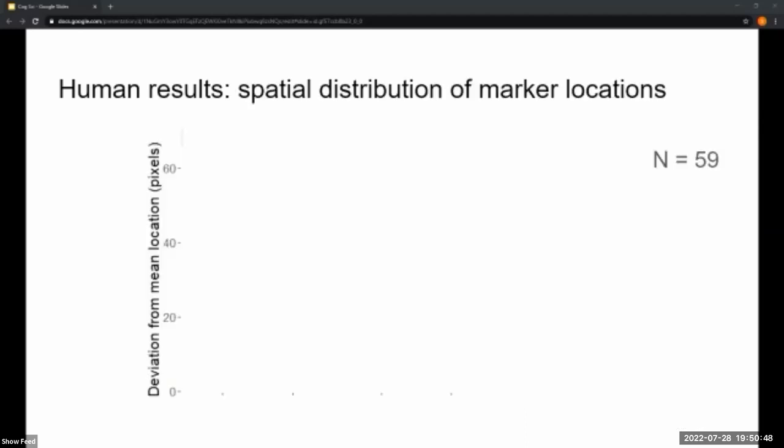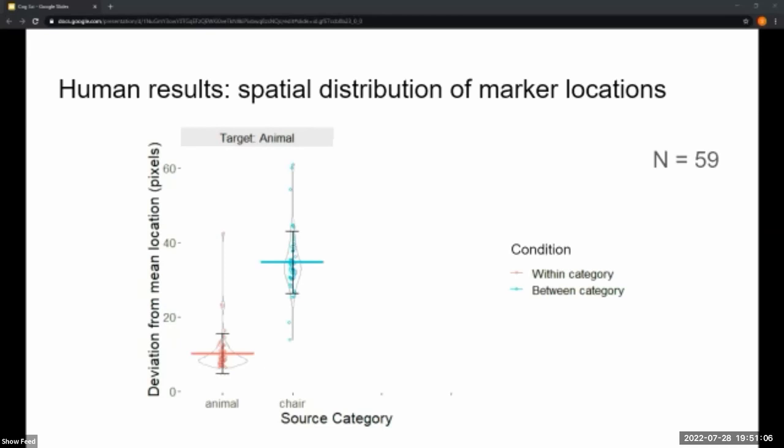All right, we also plotted this violin plot where the y-axis is the deviation from mean location and the x-axis is the source category. We have two source categories, animal and chair, and we also have the target category. In this case it is animal, and in this violin plot each dot corresponds to one participant only. So we average across one participant's responses for this condition. And as you can see, the deviation in the within category condition is much lower than in the between category condition.